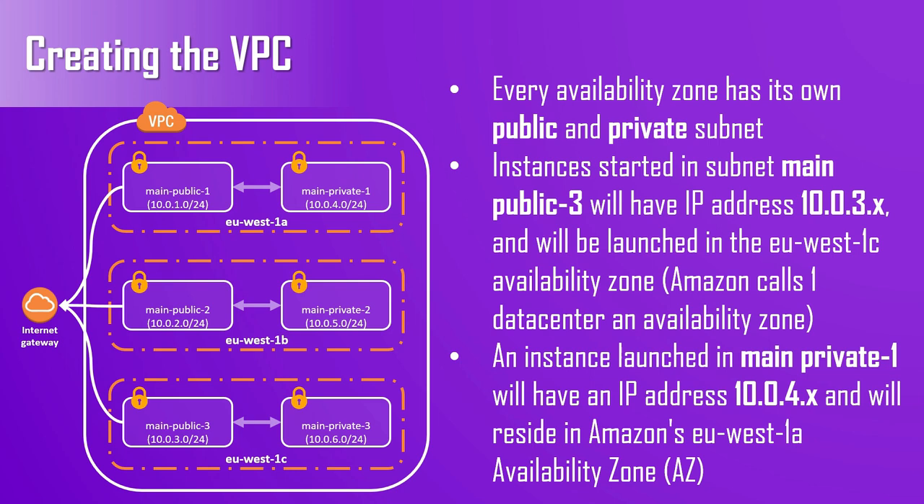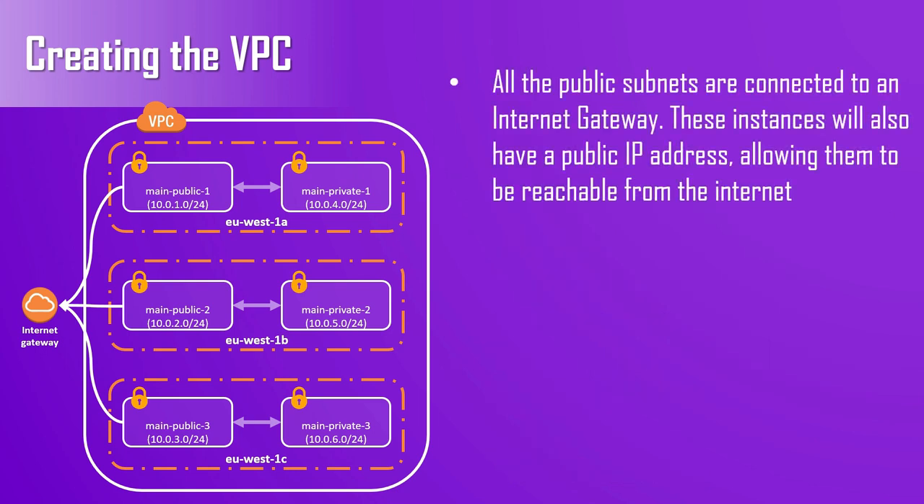So, we split up one VPC into subnets, and those subnets are done in a particular availability zone, and a subnet can be public, and a subnet can be private. All the public subnets are connected to an internet gateway. These instances will also have a public IP address, allowing them to be reachable from the internet. So, main public 1, 2, and 3 are connected to an internet gateway. That's why public instances launched in those subnets will have a private IP address, but they will also have a public IP address, and then you can reach those instances from the internet.